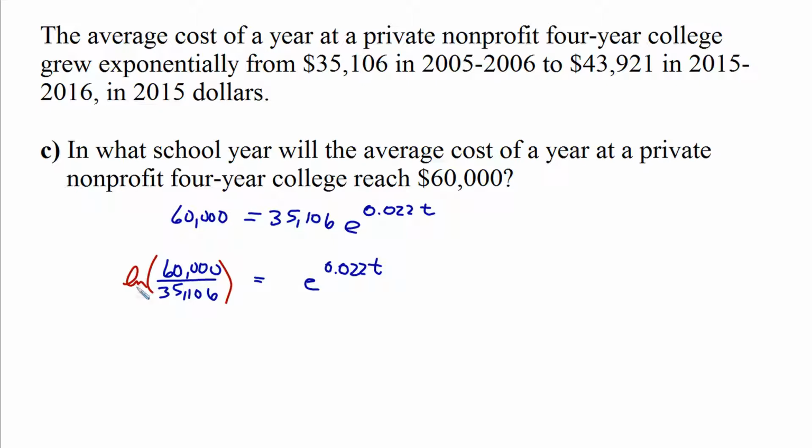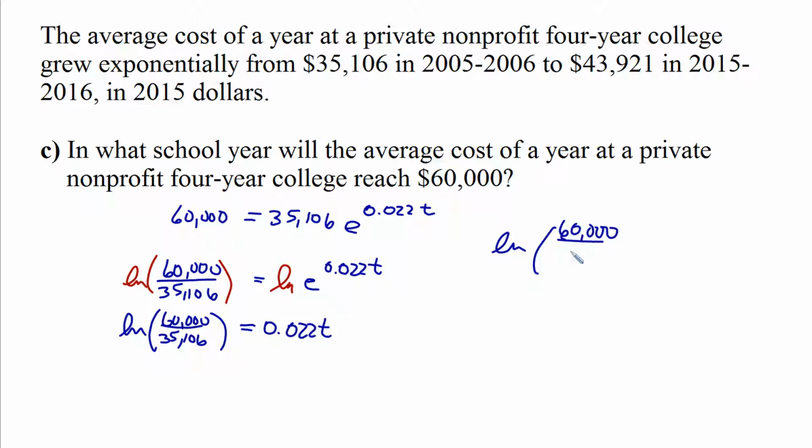On the left, we have the natural log of 60,000 over 35,106 is equal to the natural log of e to the 0.022t. Simplifying, we have the natural log of 60,000 over 35,106 is equal to 0.022t. Finally, dividing both sides by 0.022, we have the natural log of 60,000 over 35,106, all divided by 0.022 is equal to t.